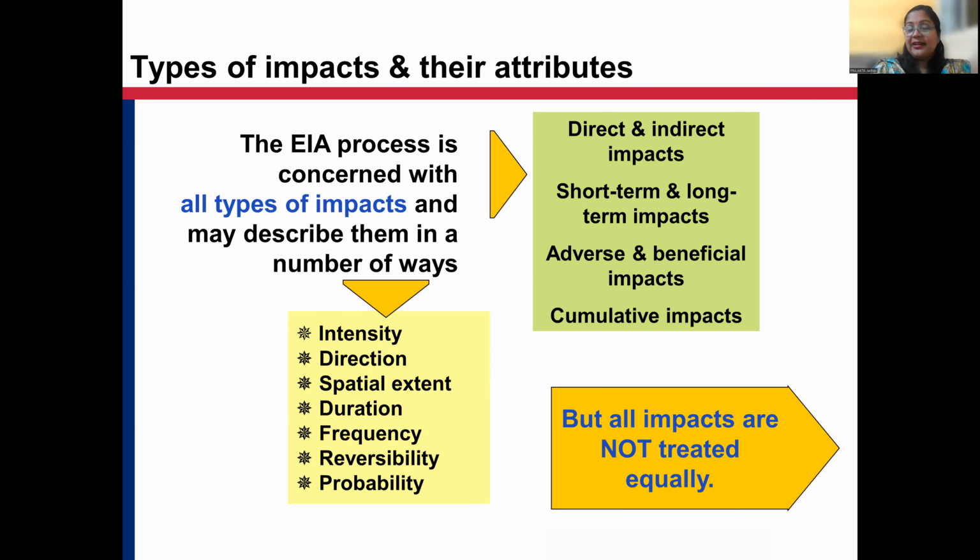Types of impacts and their attributes. So when speaking about the EIA process, this is actually concerned with all different types of impacts and may describe them in a number of ways. So particularly the direct and indirect impact, the short-term and the long-term impact, the adverse as well as the beneficial impacts, and finally the cumulative, that is the entire or overall impacts.